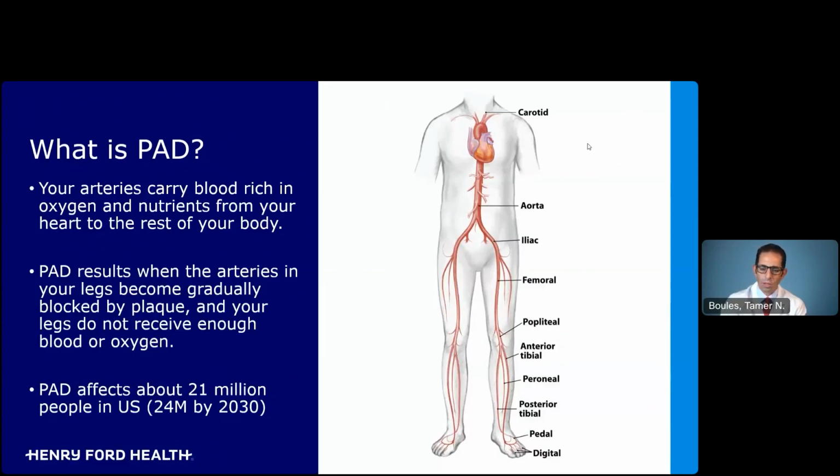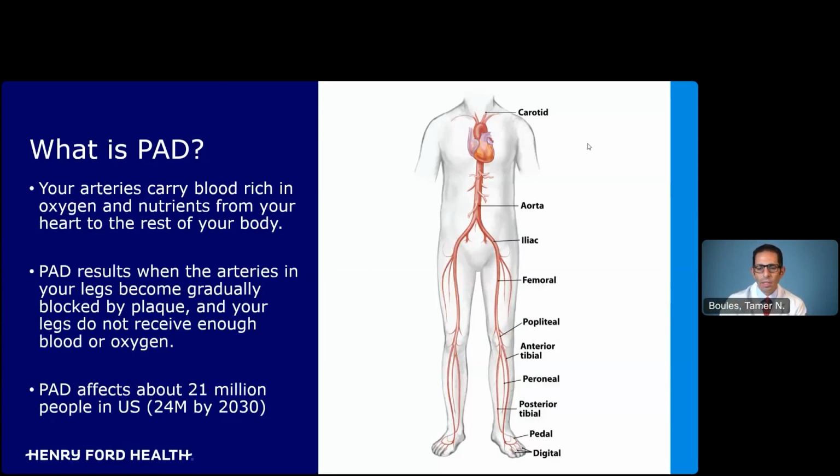peripheral arterial disease. Peripheral arterial disease results when the arteries in your legs become gradually blocked by plaque or hardening of the arteries through atherosclerosis, and results in symptoms from not enough oxygen or blood being received to the muscles and nerves in the lower legs.